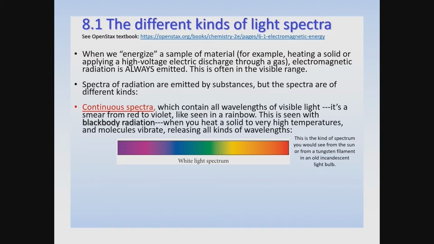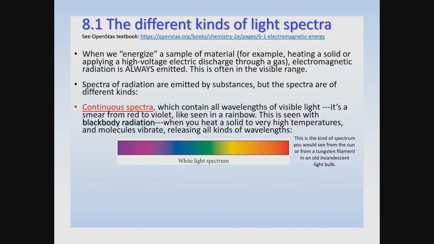And so if you start out at the red, you can clearly see that you're getting all kinds of wavelengths going through the colors as you decrease in wavelength, going to orange, yellow, green, blue, violet, but as you increase in frequency. So again, this is just a continuous smear of color or wavelengths that you get. When you get this sort of continuous smear of wavelengths, this is called a continuous spectra.